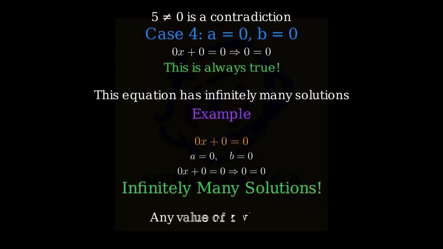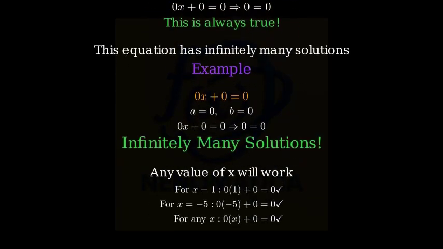Let's verify with a few values. If x equals 1, we get 0 times 1 plus 0 is equal to 0, which is true. If x equals minus 5, we get 0 times minus 5 plus 0 is equal to 0, which is also true. So indeed, any value of x is a solution.